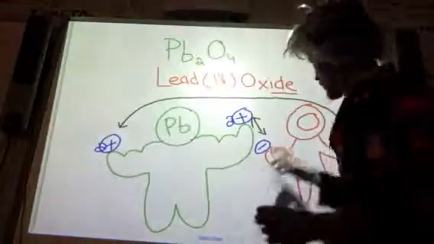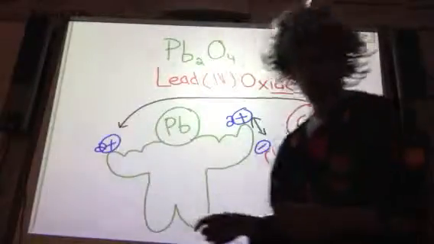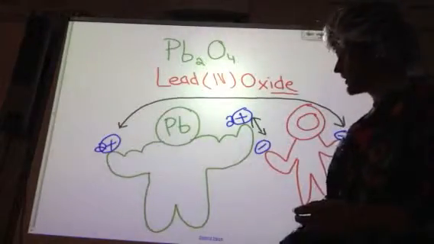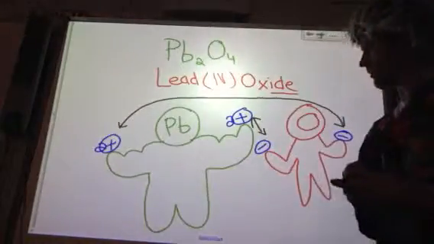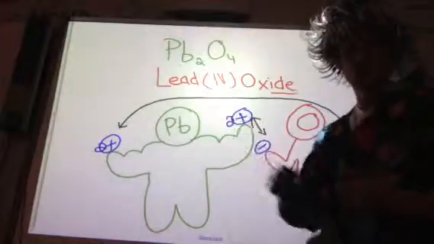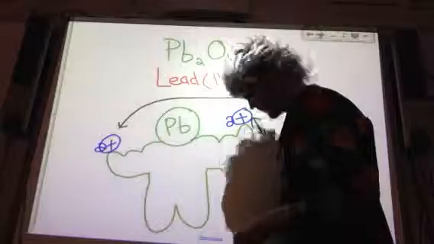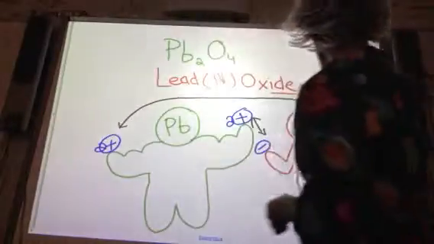So, one oxygen is going to get paired up with one hand, and the other oxygen is going to get paired up with the other hand. And so, what you end up with is two leads and four oxygens. All right. On to the next one.